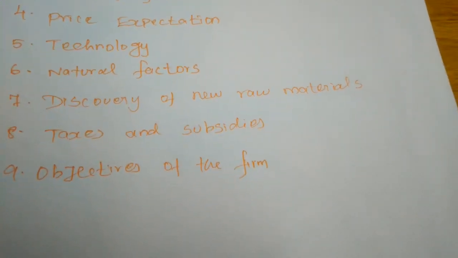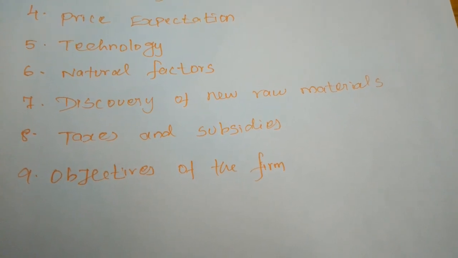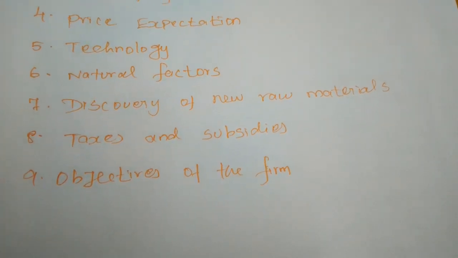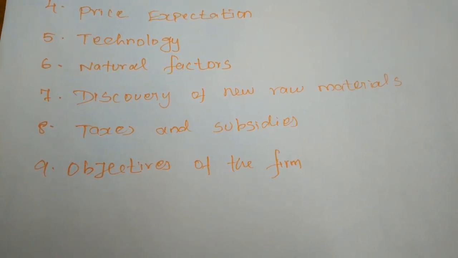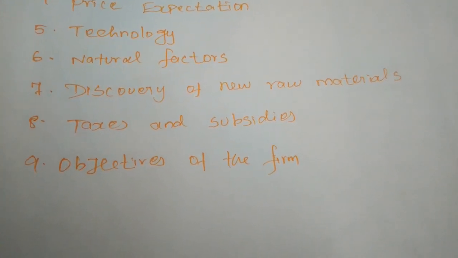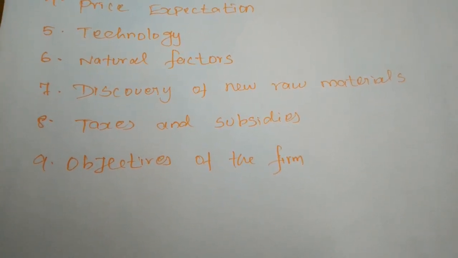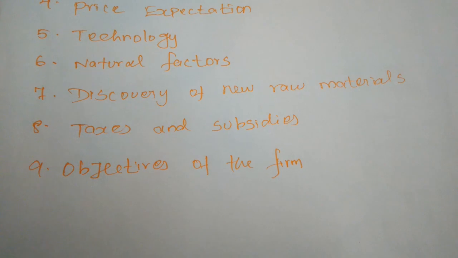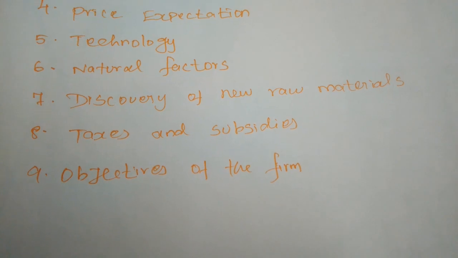Next, discovery of new raw materials. If a new raw material is found by anyone, because of that the supply will be increased. This discovery of new raw materials which are cheaper and of high quality tends to increase the supply of the product. If you get raw materials which have more quality at a low price, people will seek out that product, and at the same time the producers will also increase the supply of commodities using the new raw materials.